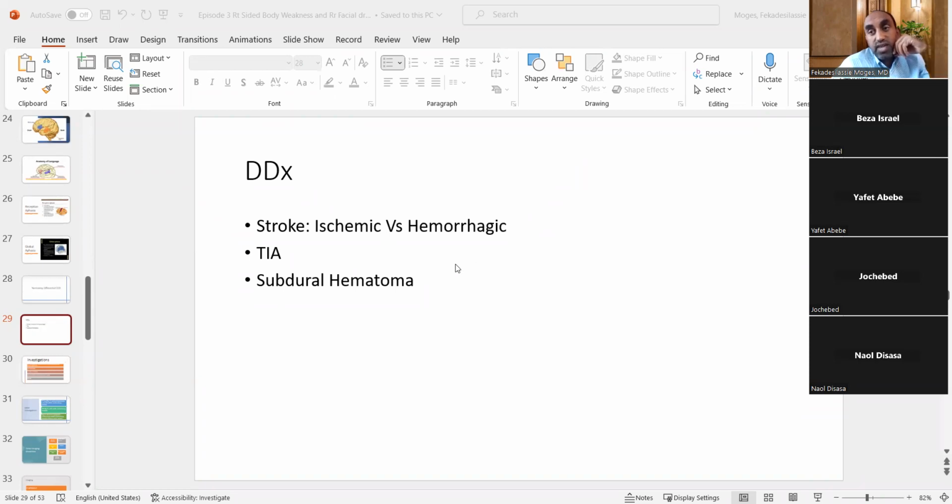And if a patient has AFib, you want to exclude the presence of left atrial appendage thrombus or left ventricular thrombus.